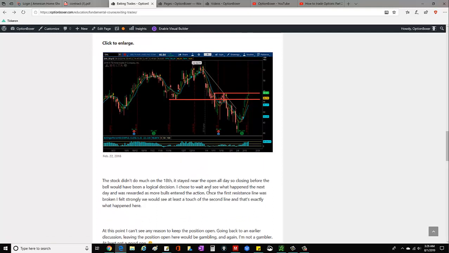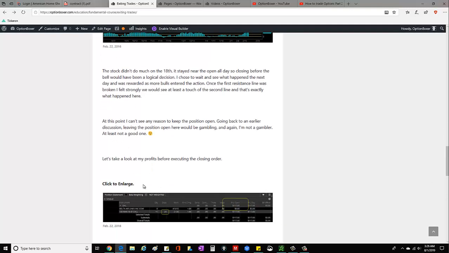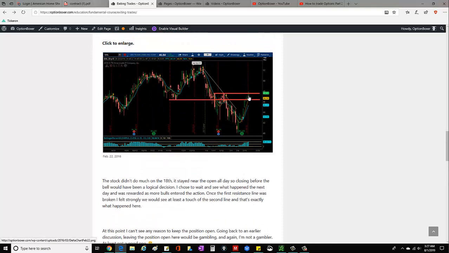However, I chose to wait and see what happened the next day, and was rewarded as more bulls entered the action. Once the first resistance line was broken, I felt strongly we would reach the second, and indeed we did, and of course earned a little more profit for our time, assuming that risk. So at this point, I can't see any reason to keep the position open. It's already at the second resistance level that we've identified.